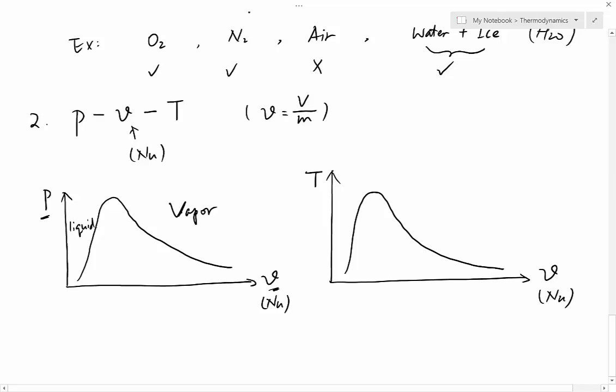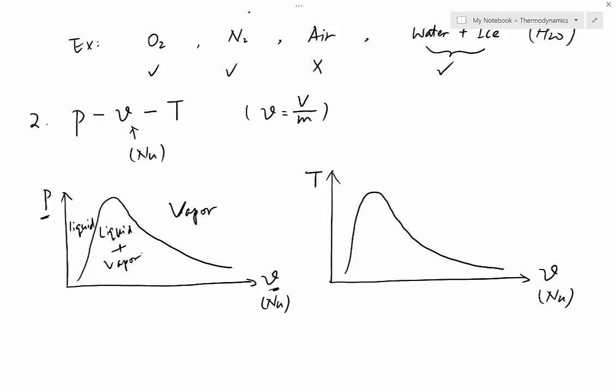And then next one is, what if the point falls within the dome? If the point falls anywhere within the dome, such as here, it must be a mixture of liquid and vapor. If the point falls anywhere within the vapor dome, it must be a mixture of liquid and vapor.